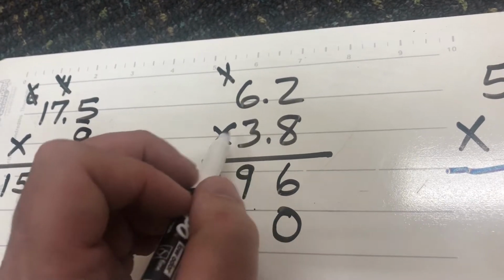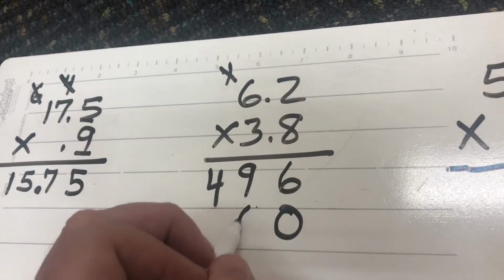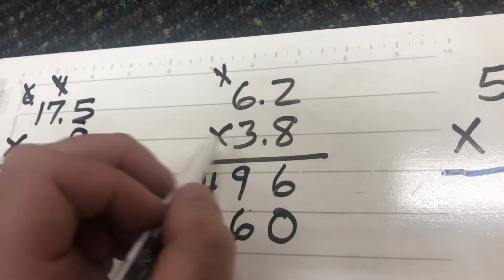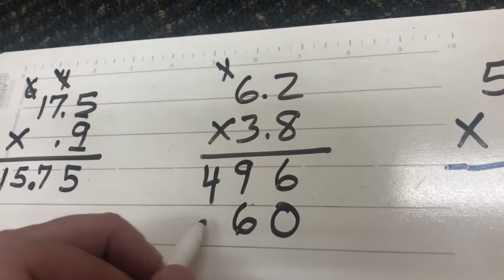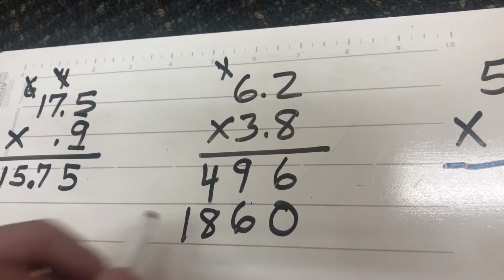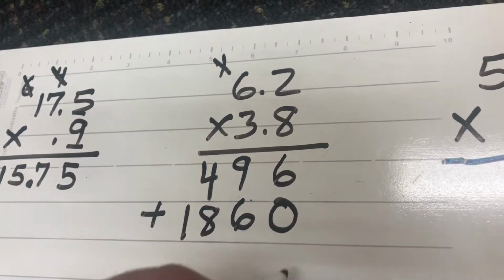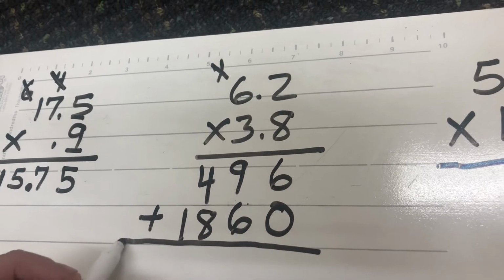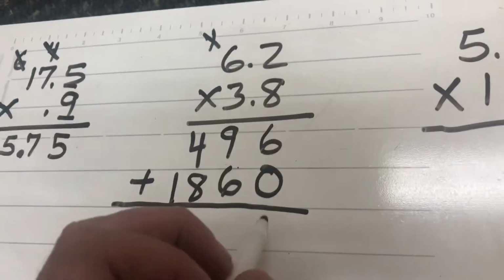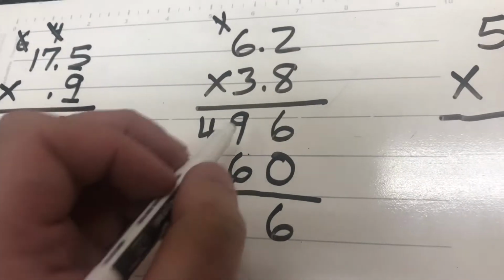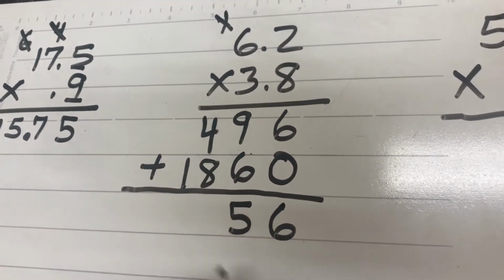Put the 0 down to have everything line up with my 3. Then I'm going to think 3 times 2. Well, 3 times 2 is 6. Then I'm going to do 3 times 6. Well, 3 times 6, I believe, is 18. I have 496 and 1,860. I need to add these numbers. 6 plus 0 is 6. 9 plus 6 is 15.